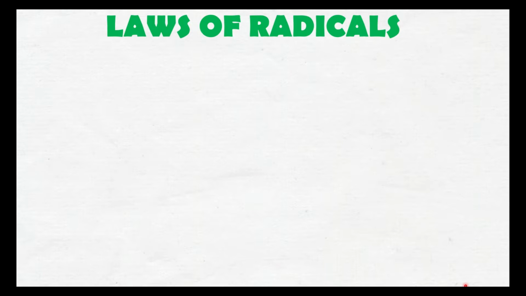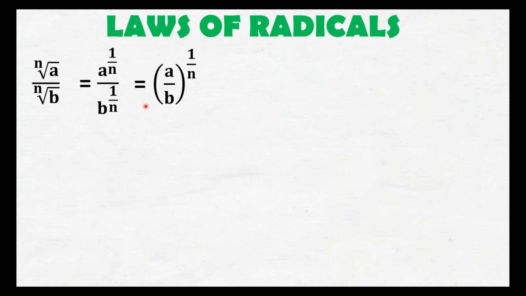Okay, we are now at the third law of radicals. Given the nth root of a over the nth root of b, we can rewrite that as a raised to 1 over n over b raised to 1 over n. So, from a radical expression to an exponential expression. We can also rewrite that as a over b raised to 1 over n. Right? This is one of our laws of exponents. We distribute this 1 over n to the numerator and the denominator, the power of a quotient.